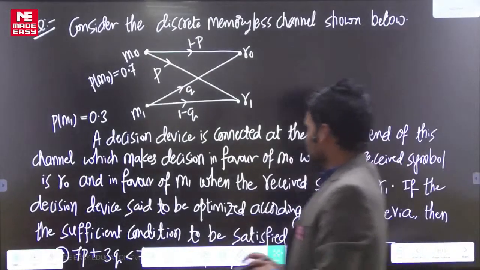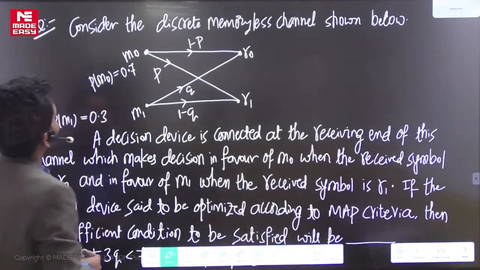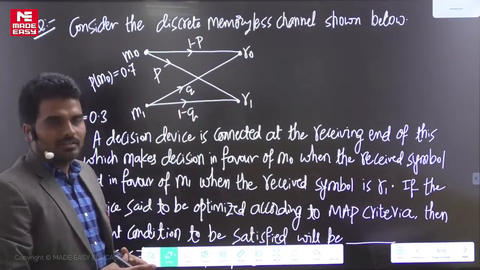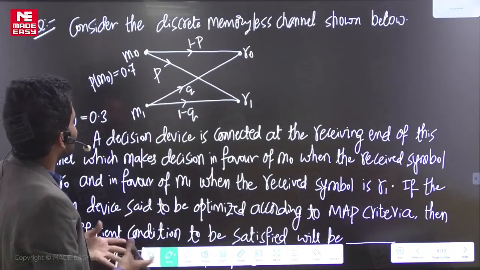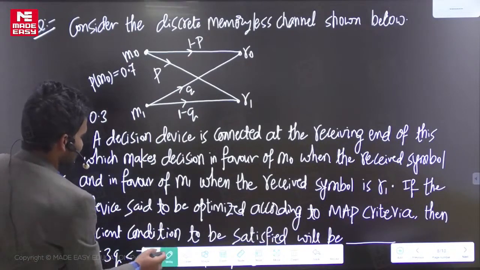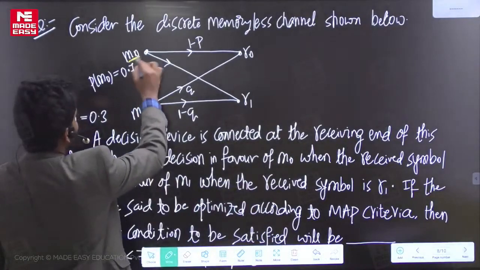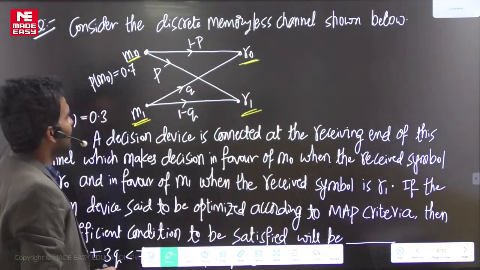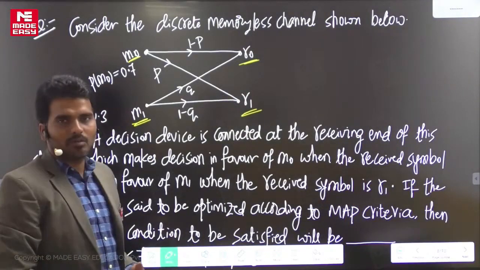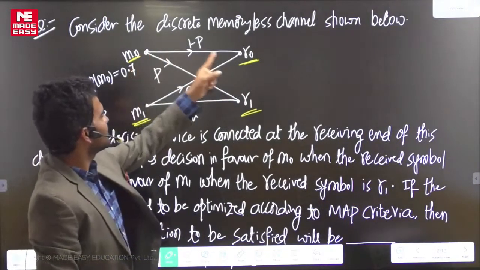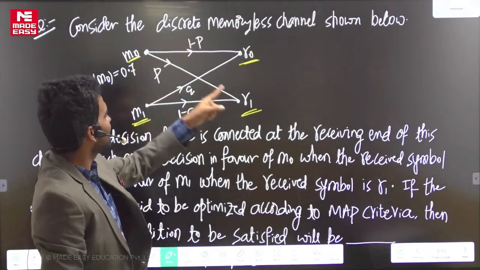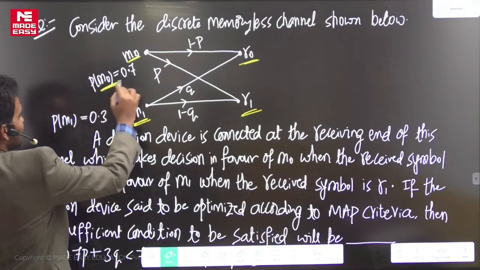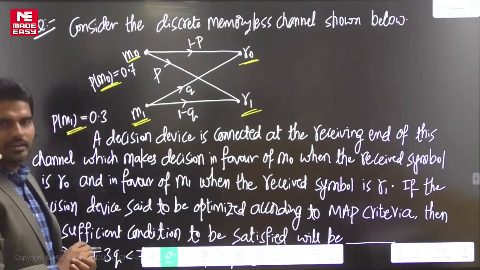Now if you see this question here, the channel diagram is given for a system. The transmitted symbols will be M0, M1. The possible received symbols will be R0 and R1. The corresponding conditional probabilities are also given. The probability of M0 received as R0 is 1 minus P, M0 received as R1 is P, like that. The conditional probabilities are given, and the source probabilities P(M0) and P(M1) are also given.